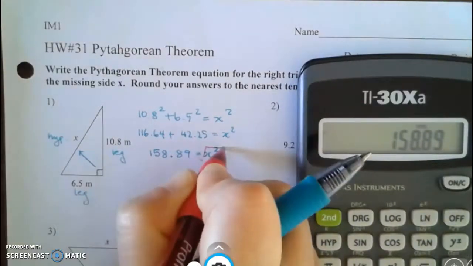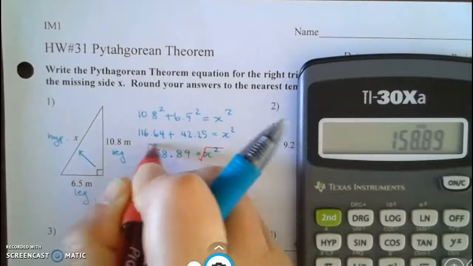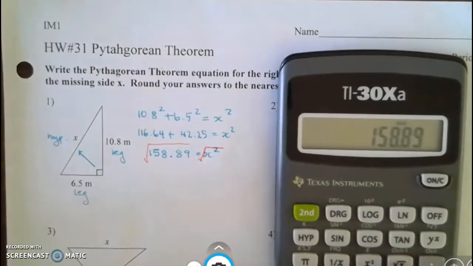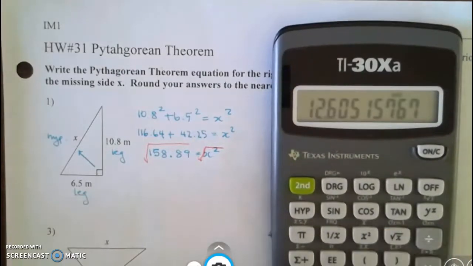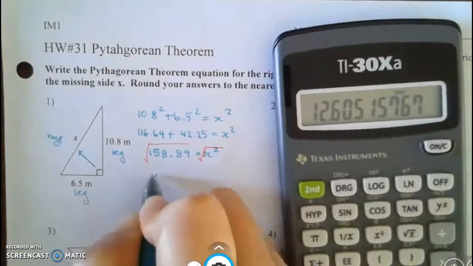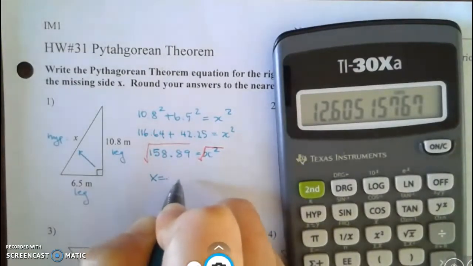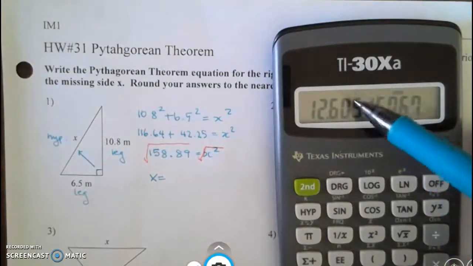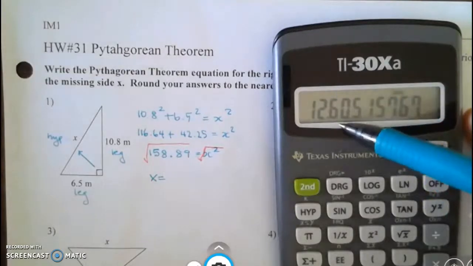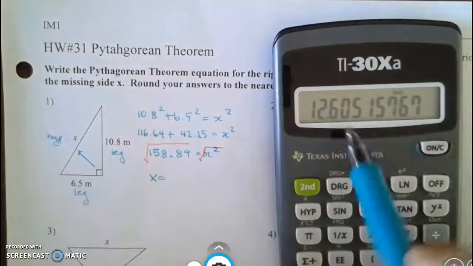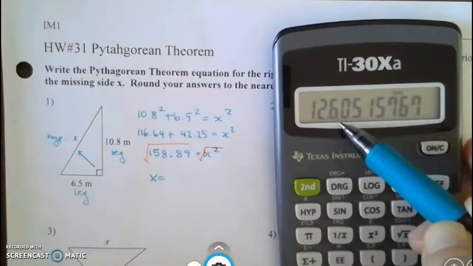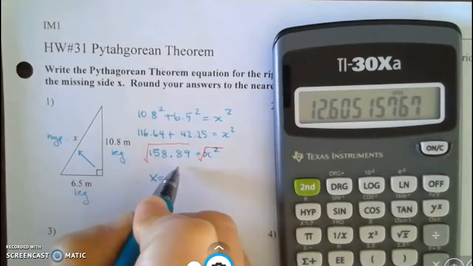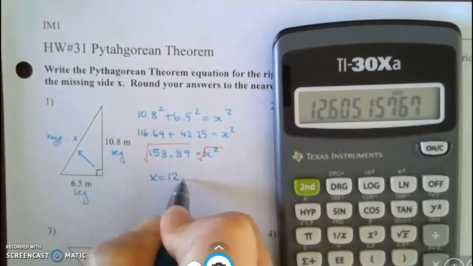How do I undo squaring? I take a square root of both sides. Squaring and square rooting undo each other. And so I push this button right here. And that leaves me with x is equal to 12.6005. We want one decimal place. That means you're going to cut off after one digit after the decimal point. But before you do that, you need to consider the next digit, which is 0. 0 is less than 5, so you do not do anything. You are not rounding up. So it's going to be left as 12.6.